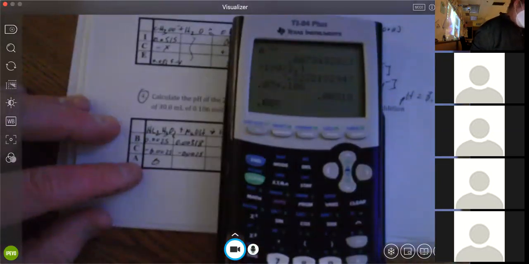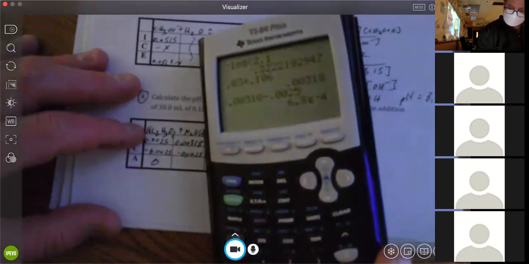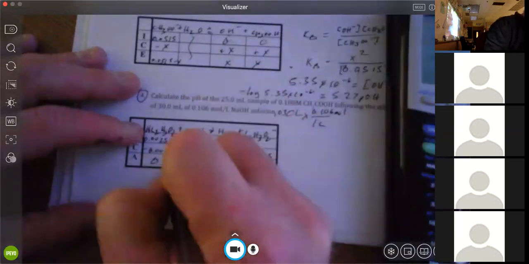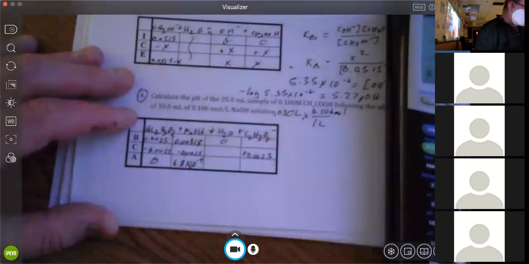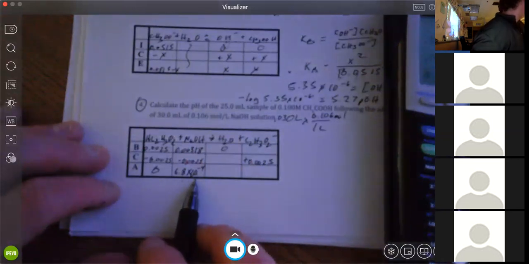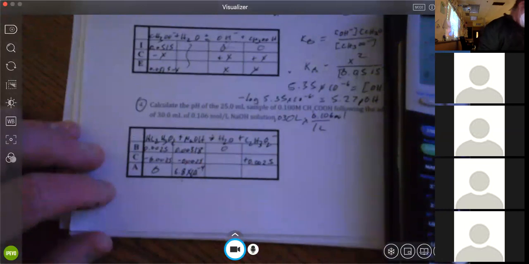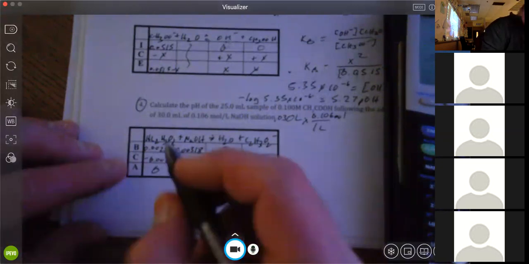So 0.00318 minus 0.0025. That gives us 6.8 times 10 to the negative 4th. That's what's left. So what does that mean? That's how much what's in there. So this is a strong base. That means it's the concentration of OH, or sodium hydroxide. Yep. I'm sorry, it is not the concentration, it's the number of moles.